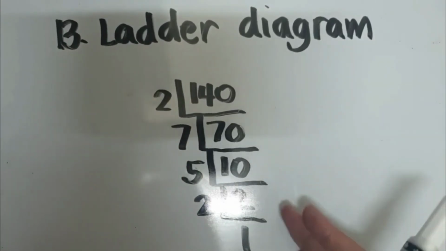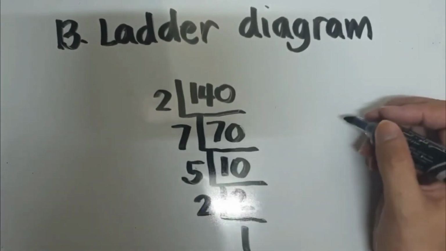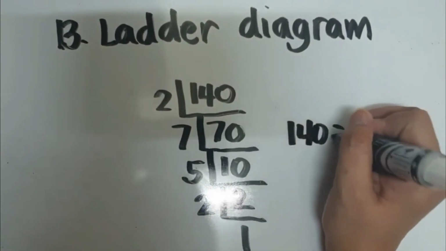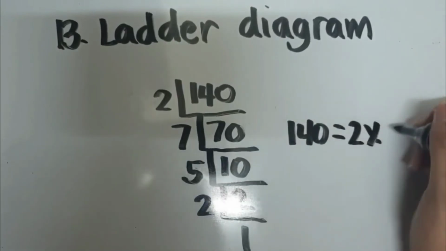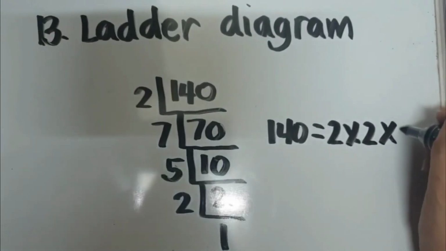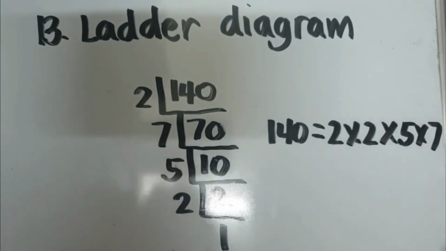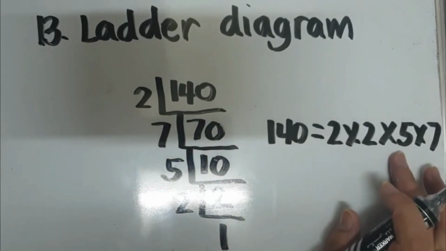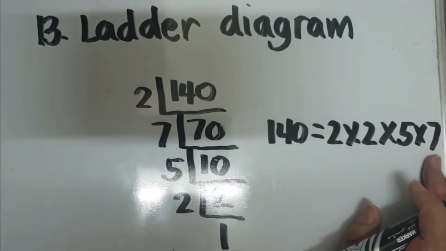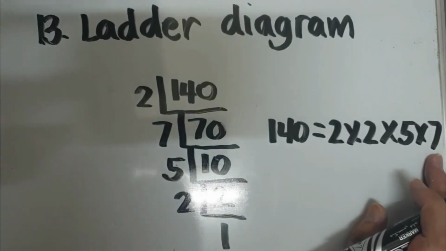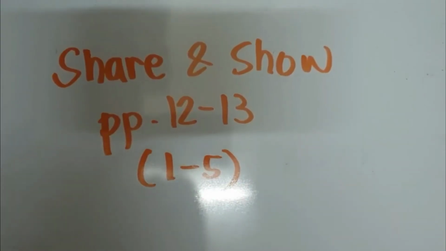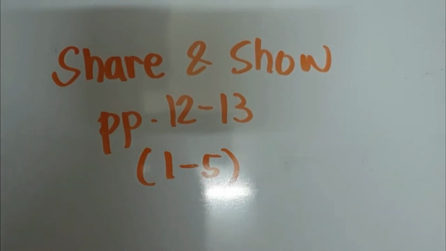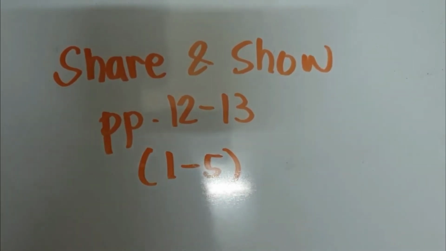So, by using this ladder diagram, let us write it in ascending order. So, 140 is equal to 2 times 2 times 5 times 7. Now, let us check. 2 times 2, that's 4, times 5 is 20, times 7 is 140. Now, you can practice it on your own by using share and show on pages 12 to 13, numbers 1 to 5. You can practice and then compare your answers to my answers later.